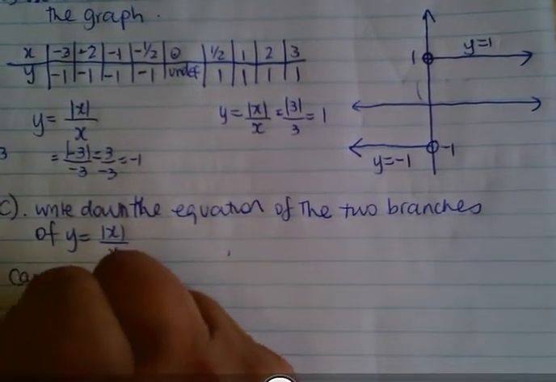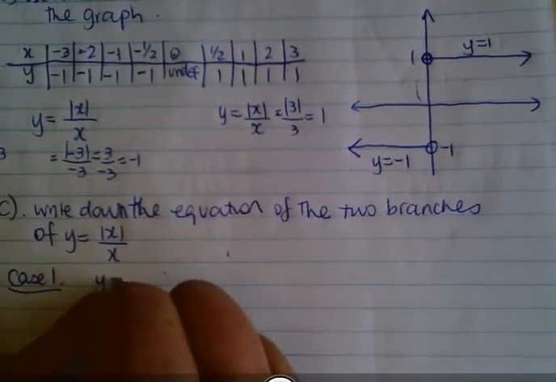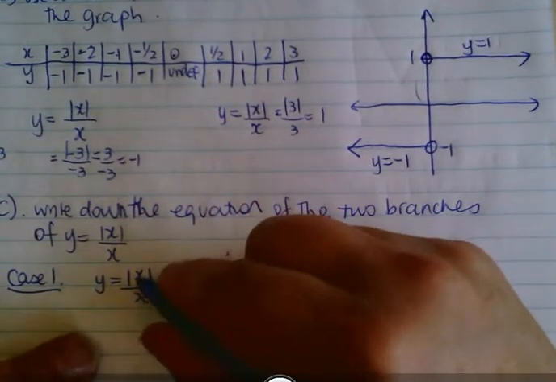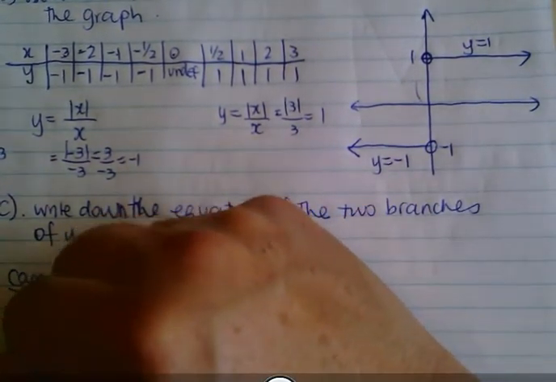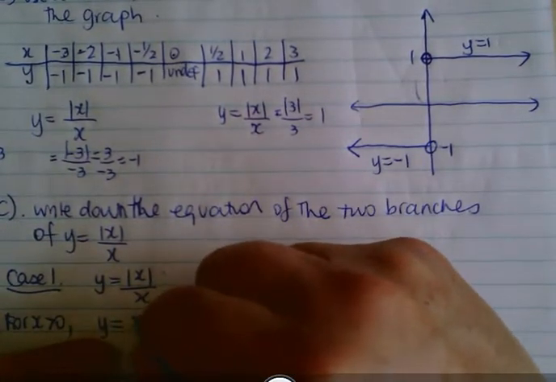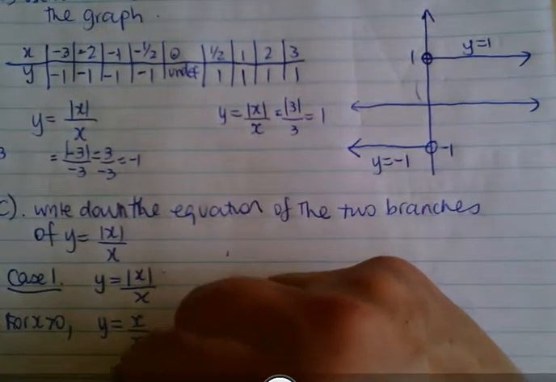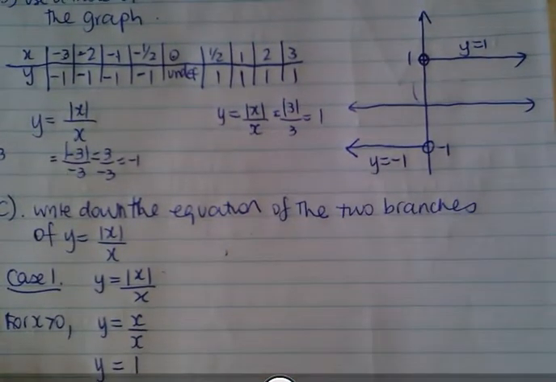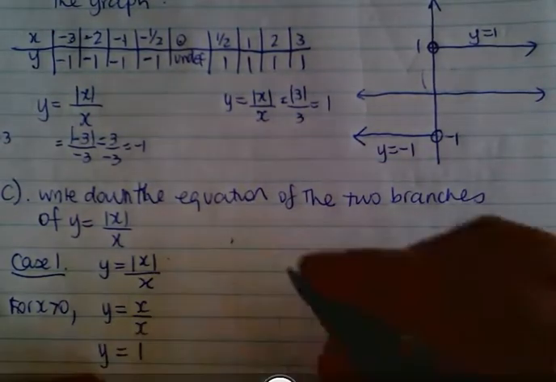So case 1, for y equals the absolute value of x on x. Case 1 is when x is positive. So for x greater than 0, our function is y equals x over x, x divided by x, which is 1. So that's why we're getting y equals 1 for x greater than 0.